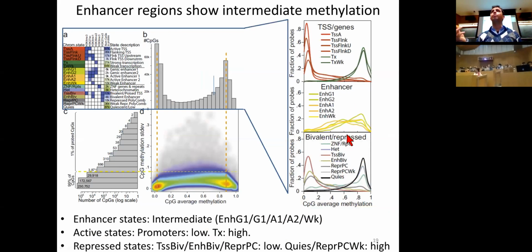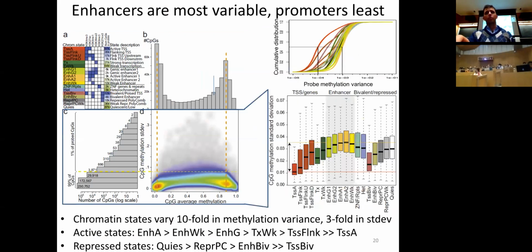We can basically start teasing apart the quote-unquote function, or at least the functional class, of each of these methylation probes. And then we can ask, how variable are they across the different chromatin states? And what we find is that enhancer regions are by far the most variable, promoter regions are by far the least variable, and then it's a continuum in between, okay?